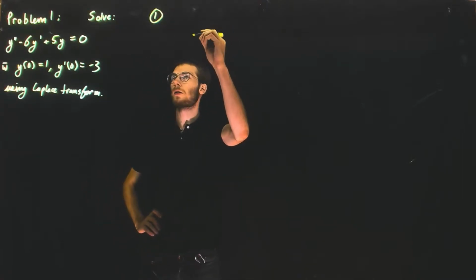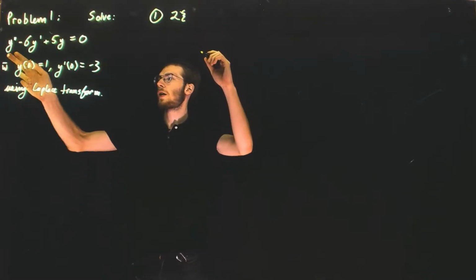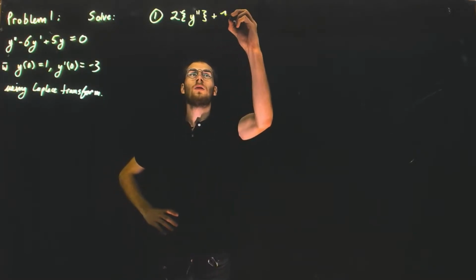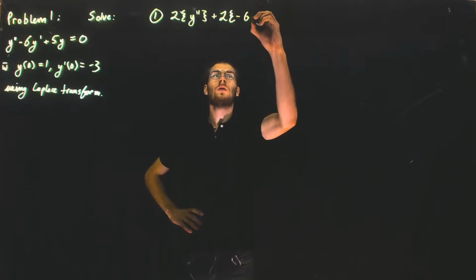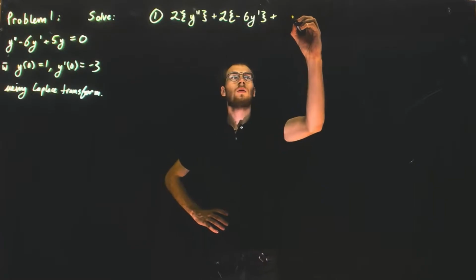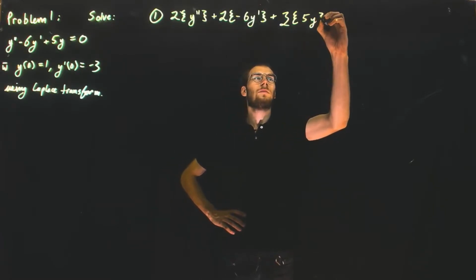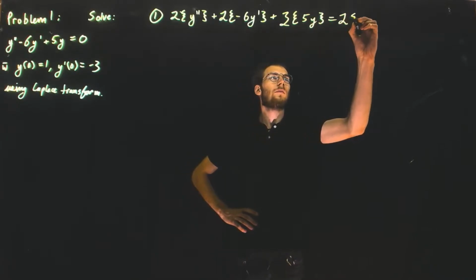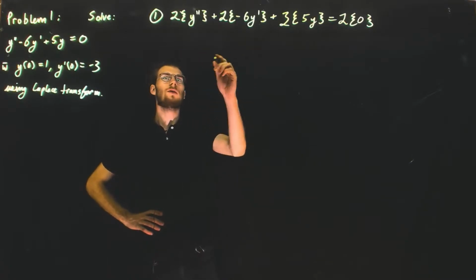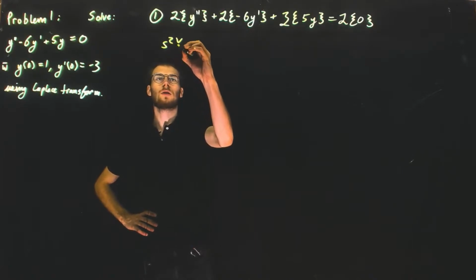So step 1 is to take the Laplace of both sides. What that looks like is you want to separate each term out individually, and then when you take the individual Laplaces of each of these, it's going to look a little something like this.